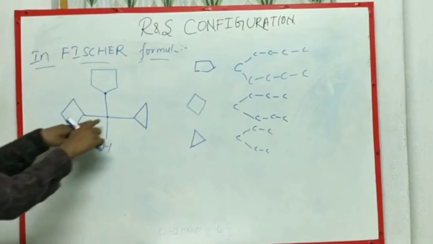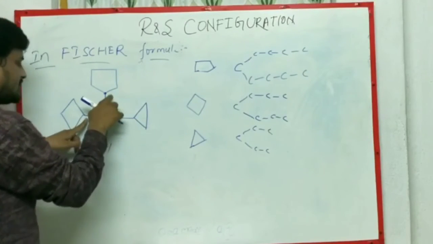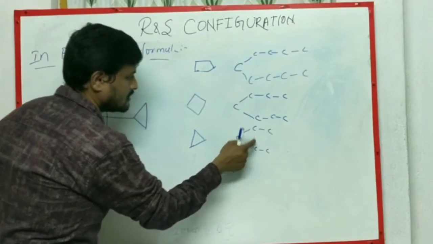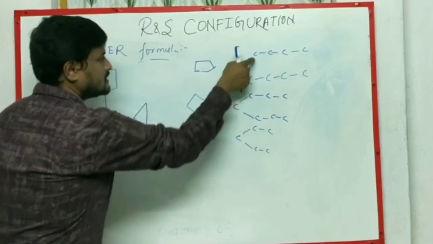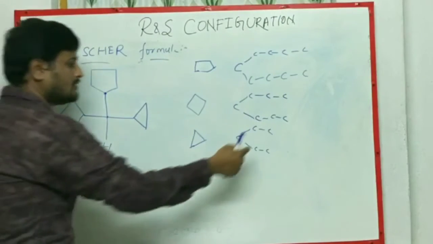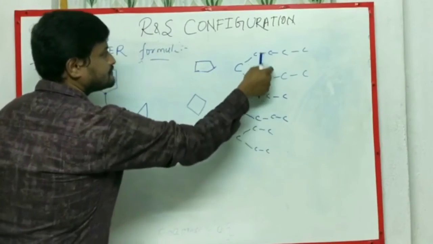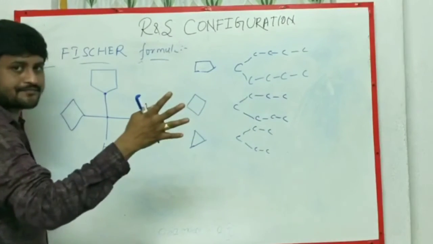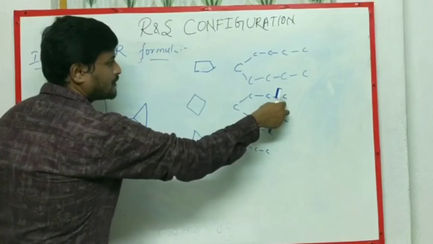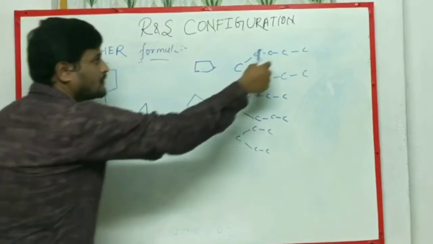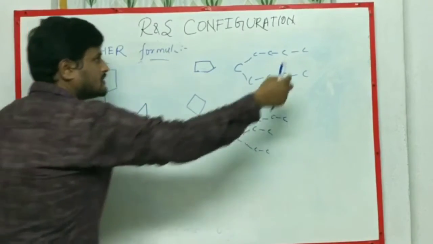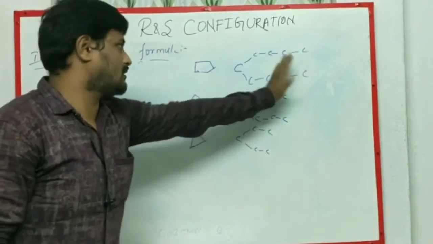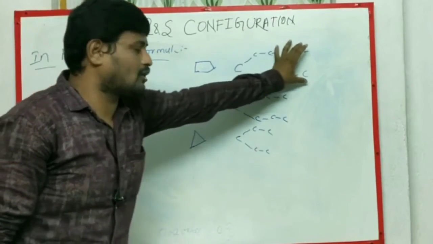The first directly attached atoms are the same. The second atoms are also the same. The third atoms are the same. Okay, the fourth atom: here there is no fourth atom, here there is no fourth atom, here fourth atoms are there, here fourth atoms are there. Fifth atoms, these two, I mean the highest atomic number. Here up to fifth carbon atoms exist.